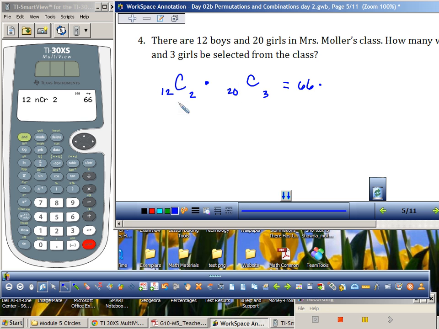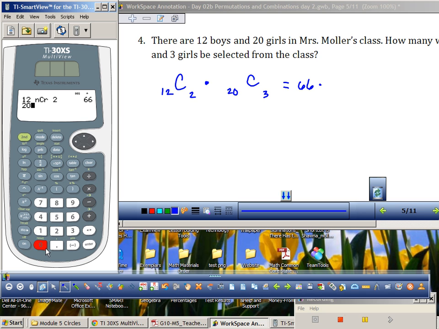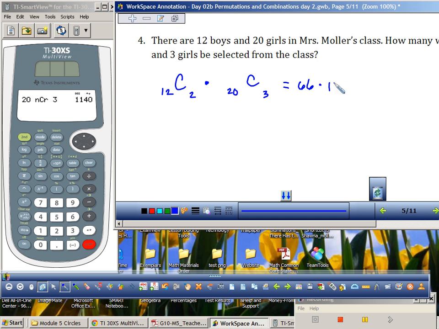Multiplied by, and I'm going to do this one. 20 choose 3. 20, I guess I should clear it just in case, right? 20, probability, I want the C, this one's for permutation, this one's for combination, so I'm going to put 2. Now I've got 20, combination, and I need 3. Enter. And 1,140. And if I multiply those both out, I get 75,240.